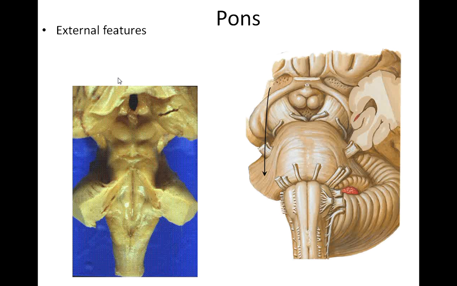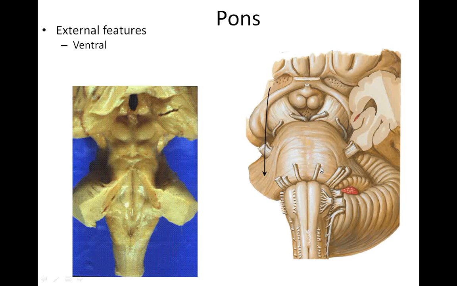Continuing on with the brainstem, the next part of the brainstem that we've got is the pons. We'll be having a look at its external features, internal features, and blood supply. In terms of the external features, we have firstly the ventral surface. The ventral surface is largely featureless.